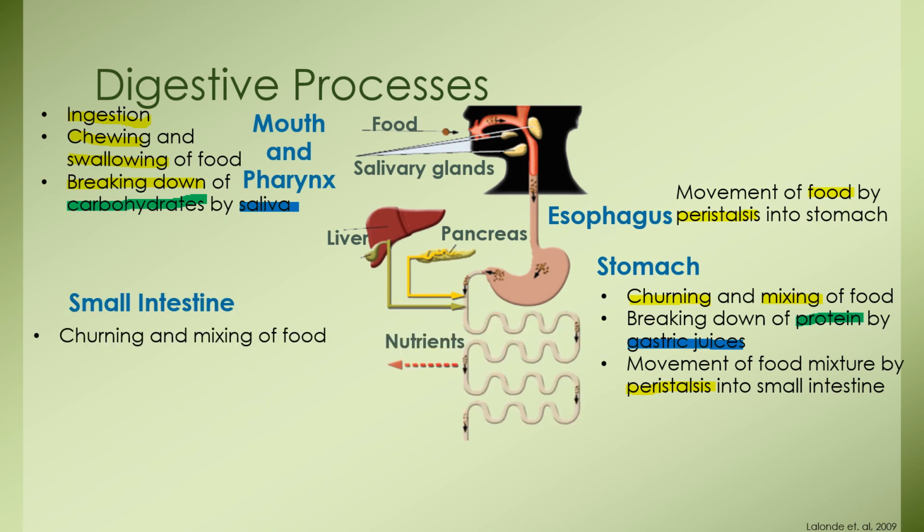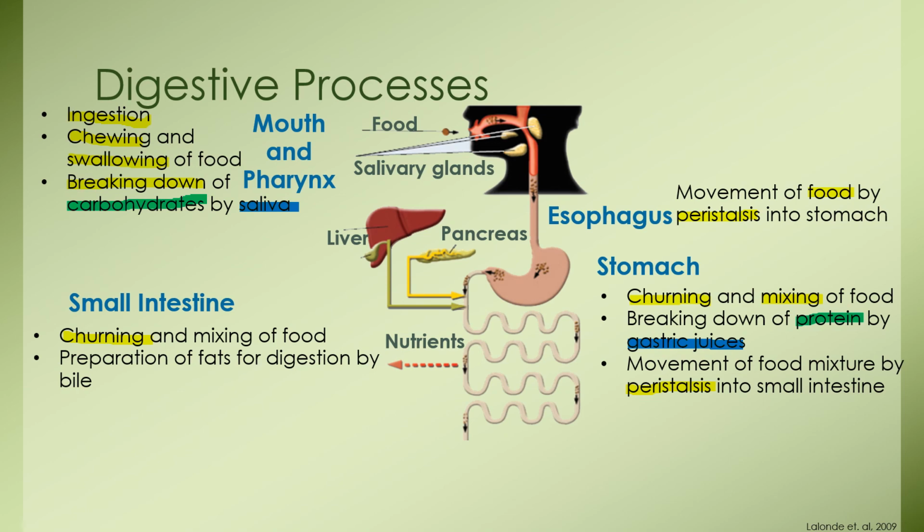And then in the small intestine, we also have the churning and mixing of food. So here you can see the pancreas and the liver. They are secreting their substance, their secretion, into the small intestine, okay? So the food doesn't go inside the pancreas or the liver, but they are secreting the secretions here to help in the digestion. In the small intestine, there is the preparation of fats for the digestion by bile.